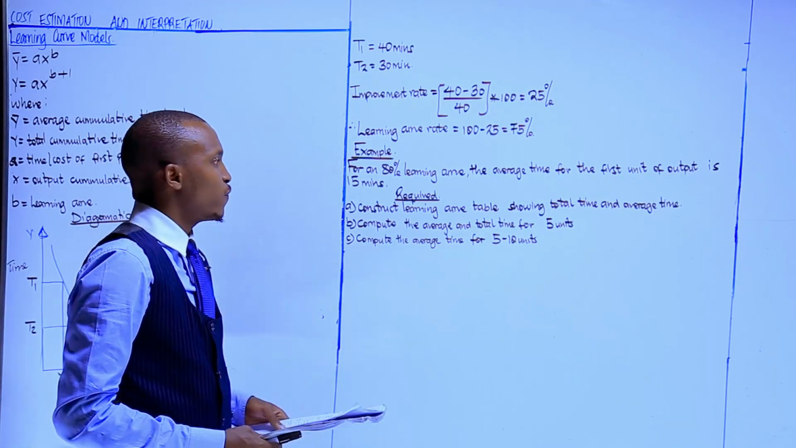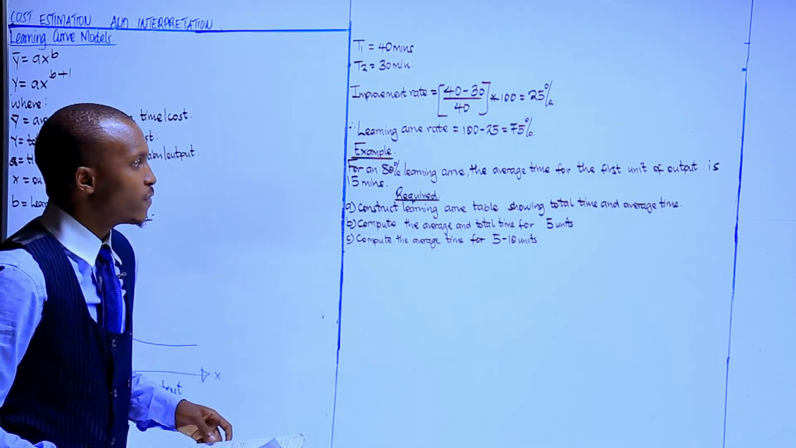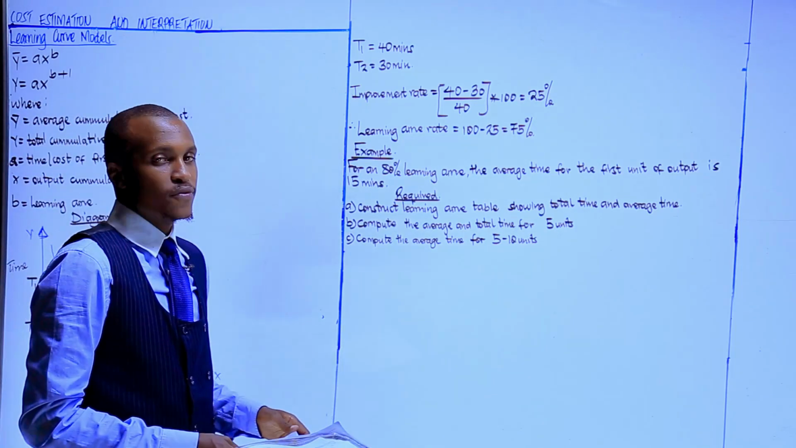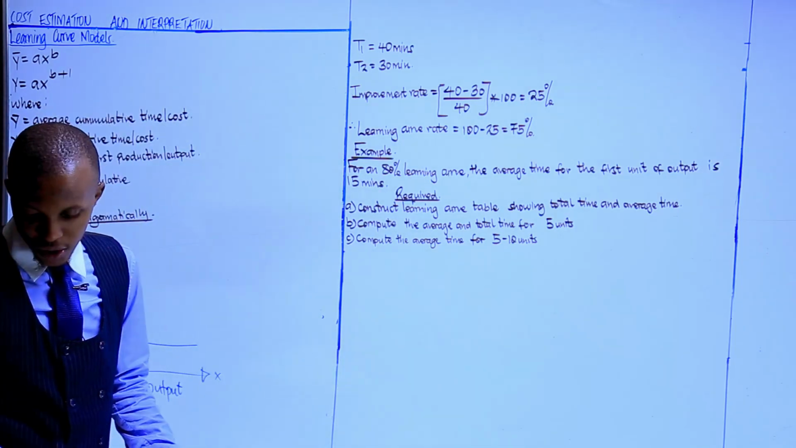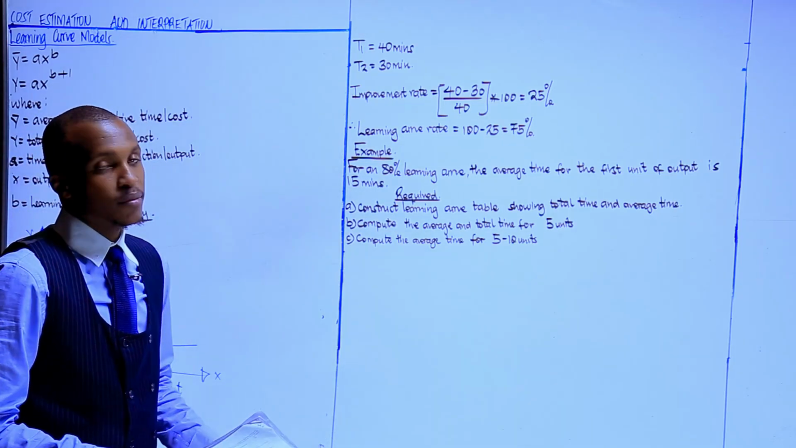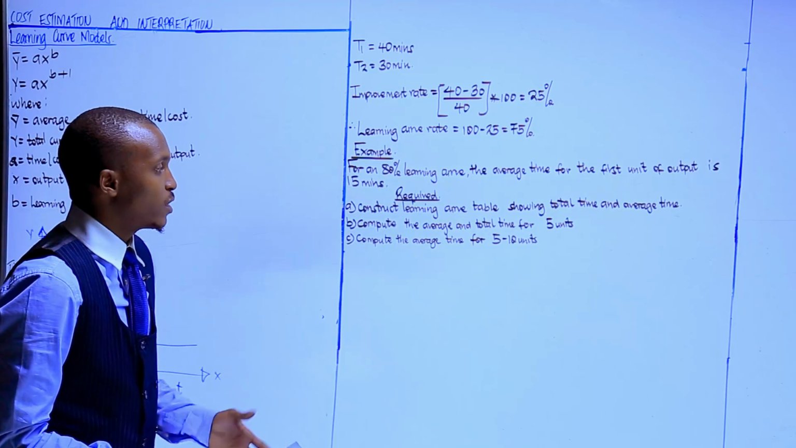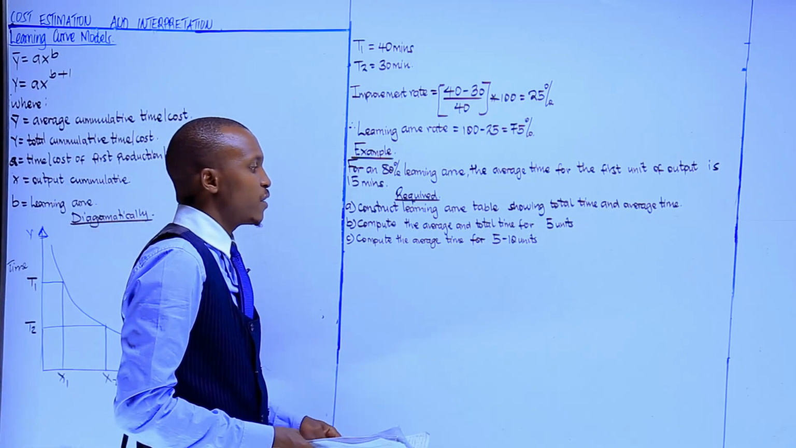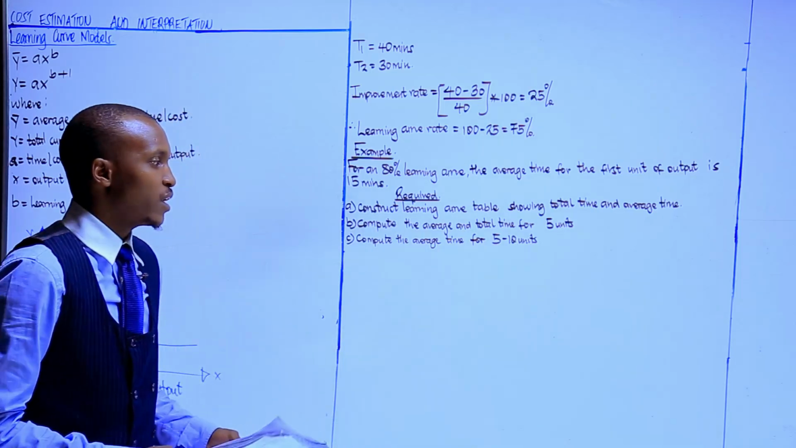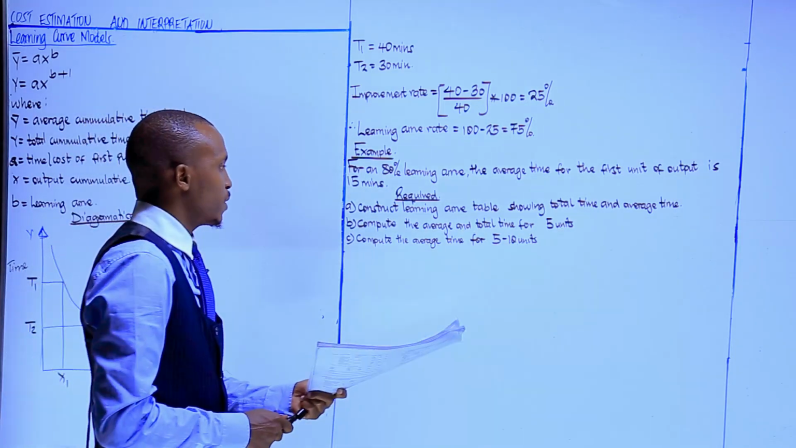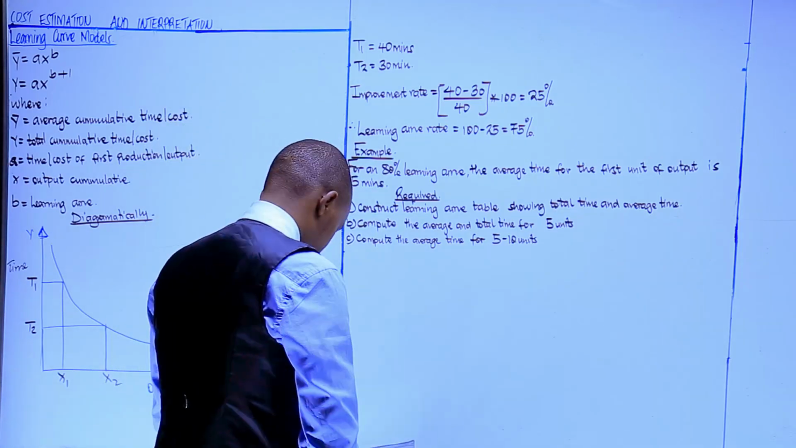Now, for an 80% learning curve, the average time for the first 5 units of output is 15 minutes. Required: construct a learning curve table showing the total time and the average time. Compute the average time and total time for the first 5 units. Then compute the average time for 5 to 10 units. Let's start by preparing the learning curve table.